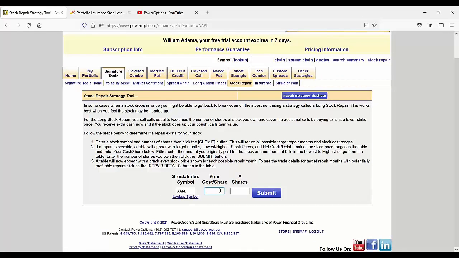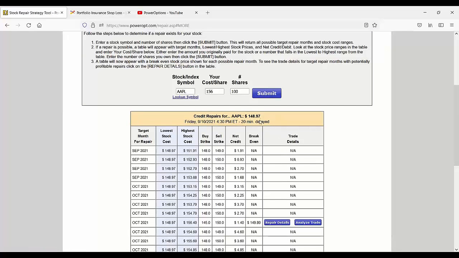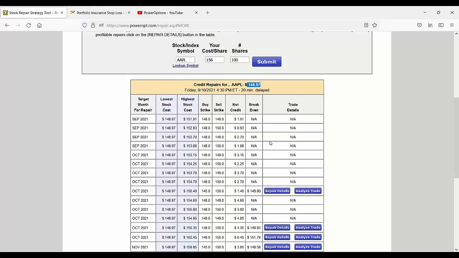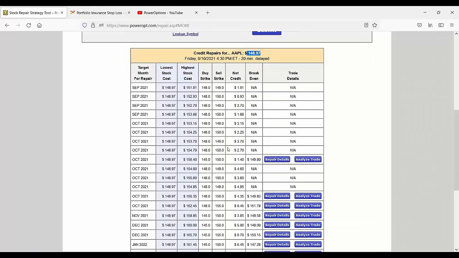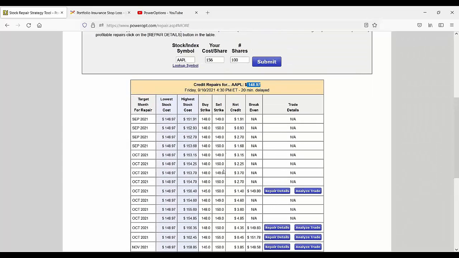But let's say I have shares of Apple at 156. Not too bad. It was a $7 decline in this case. It's about a 3.5, 3.6% fall. Okay, it ended right at 149. What this tool does is it very quickly built a ratio call spread for me, buying one and selling two at a higher strike to receive a net credit, drastically lowering my break even.